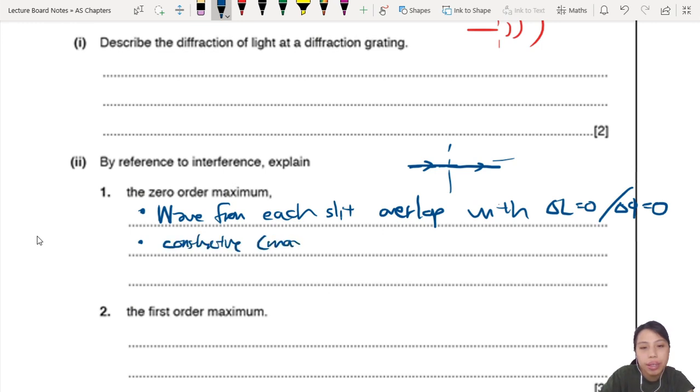Constructive or maxima at your zero order. Okay, this one is only 1 mark, so it's a shorter version of the previous question.